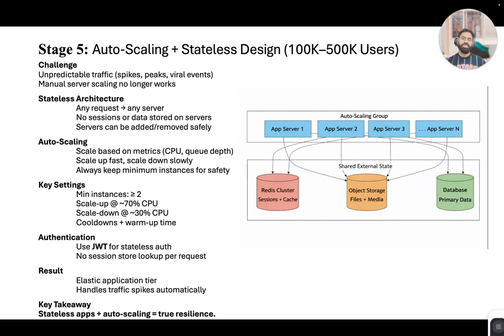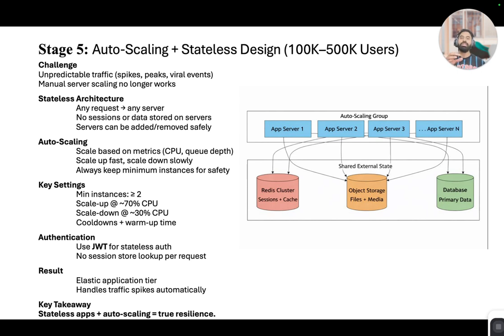So at this stage we have discussed auto scaling and stateless design, right? At this point, servers scale automatically now. You don't need to add servers manually when the traffic suddenly spikes, right? And if the spikes go down, it will gracefully lower the servers. So traffic spikes are handled smoothly, failures are absorbed automatically, and the application tier is elastic. So your system breathes with the traffic.